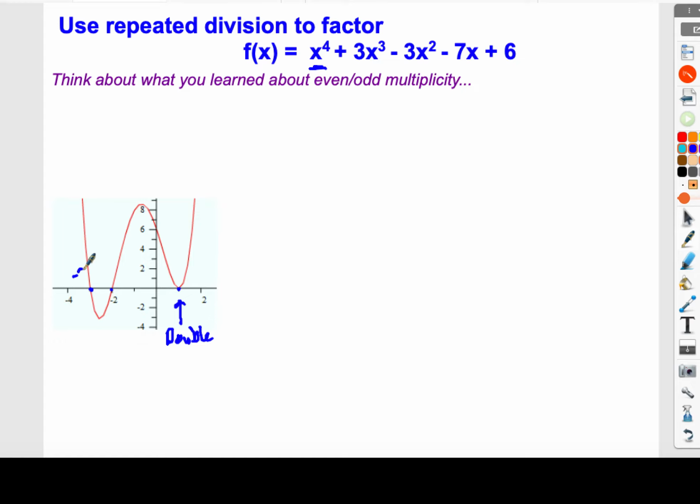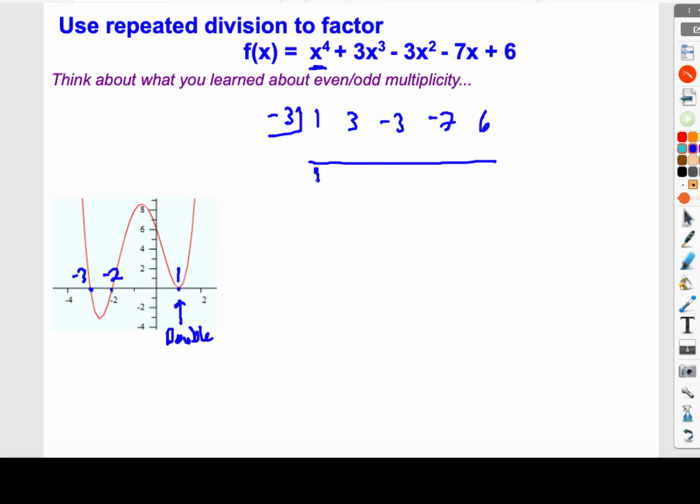Again, we've got -3, -2. It looks like +1 over here. So let's start with negative 3. We're going to plug in 1, 3, negative 3, negative 7, and 6. Notice again, no terms missing.